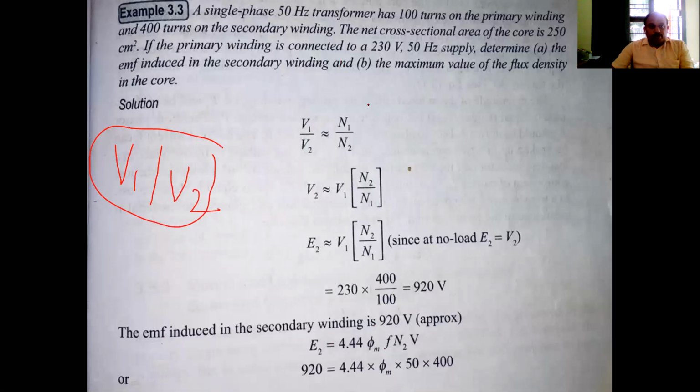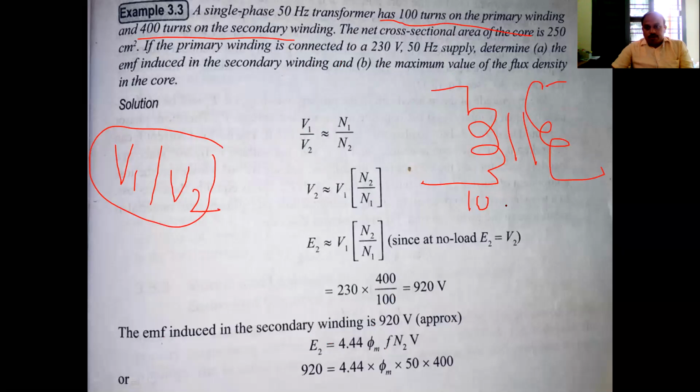So this is the third problem. A single phase 50 Hz transformer has 100 turns on primary winding and 400 turns on secondary winding. It has two windings, primary winding and secondary winding. So 100 turns on primary, this means the primary is having 100 turns, and the secondary winding is having 400 turns.